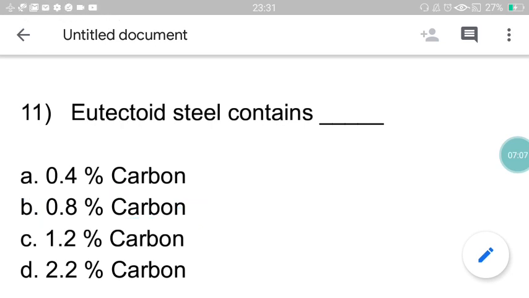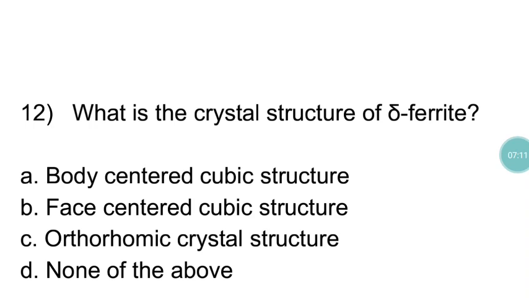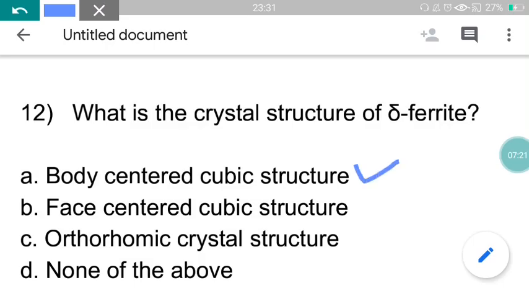Okay, coming to next question, question number 12. What is the crystal structure of delta ferrite? Okay, so they are asking the crystal structure of delta ferrite. The correct answer for this question is BCC, that is option A, body centered cubic structure. Okay, so the correct answer is option A.